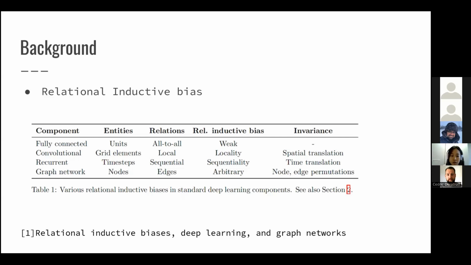So for the graph neural network, they will pay more attention to the nodes and the edges. So they will have a very strong relational inductive bias. And the invariance is the node and the edge information. This picture comes from reference one. So if someone wants to learn more detail about this, they can read this paper.